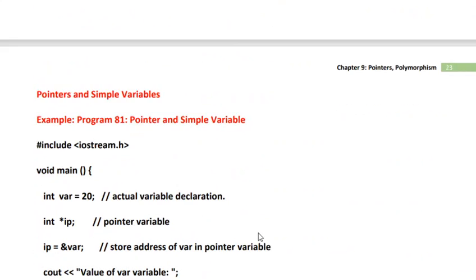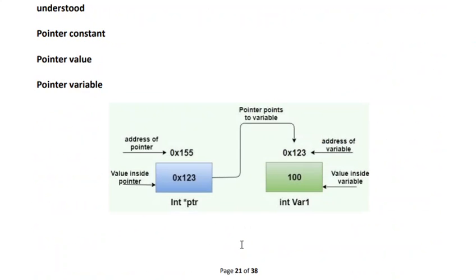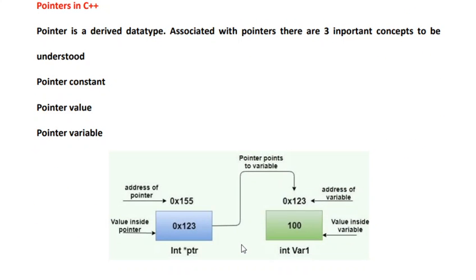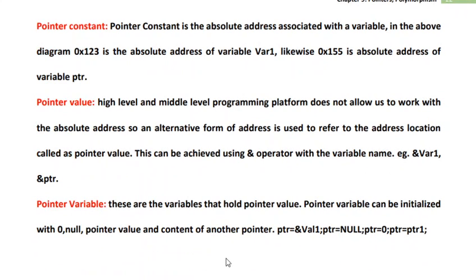So in today's class, we have learned what a pointer is. We have learned that a pointer is a derived data type, and associated with pointers there are three types of concepts, which are pointer constant, pointer value, and pointer variable. Pointer constants are the absolute addresses allocated to the variable. Pointer values are the logical representation of the absolute address obtained using the ampersand operator or the address operator. And pointer variables are variables that are capable of storing a pointer value. Other than that, pointer variables can hold zero, null, and the value of another pointer, provided that the types of the pointers are the same.